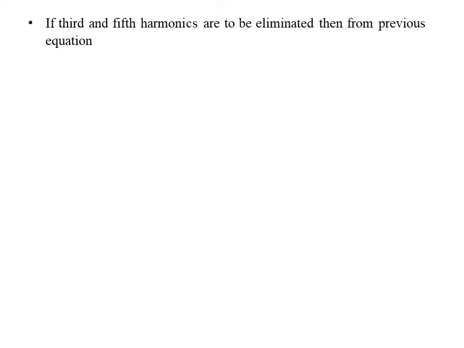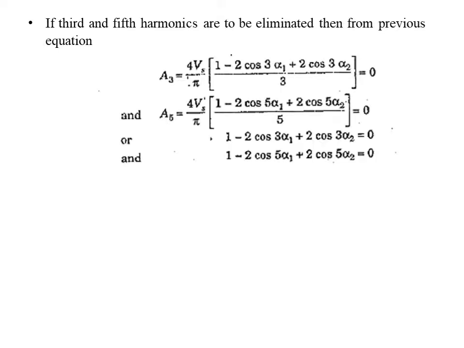If the third and fifth order harmonics are to be eliminated, then from the previous equation of An, the A3, that is the third order harmonic, is equal to 4 Vs divided by pi into (1 minus 2 cos 3 alpha 1 plus 2 cos 3 alpha 2) divided by 3, which must be equal to 0. Here n indicates the harmonic order. Now here we are dealing with third and fifth order harmonics, so n will be equal to 3 and n will be equal to 5.